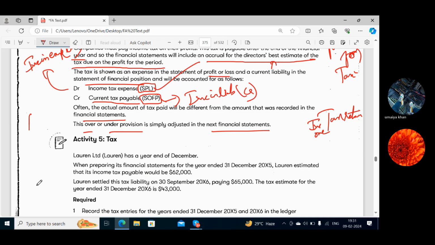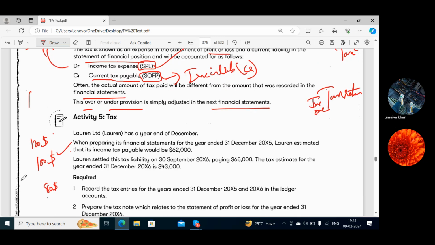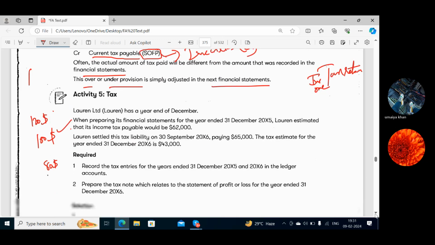Okay. So when this is the case, over provision or under provision, like the tax what you are paying is, let's say X amount, let's say $100. This is the tax what you are paying, and you have made a provision of $120. It's an over provision. When you made a provision of $80, it's an under provision, right? Now let's understand this example. Lauren Limited has a year end of December. When preparing its financial statements for the year ended 31st December 2005, Lauren estimated that its income tax payable would be around $62,000. That is the provision for tax what they made.